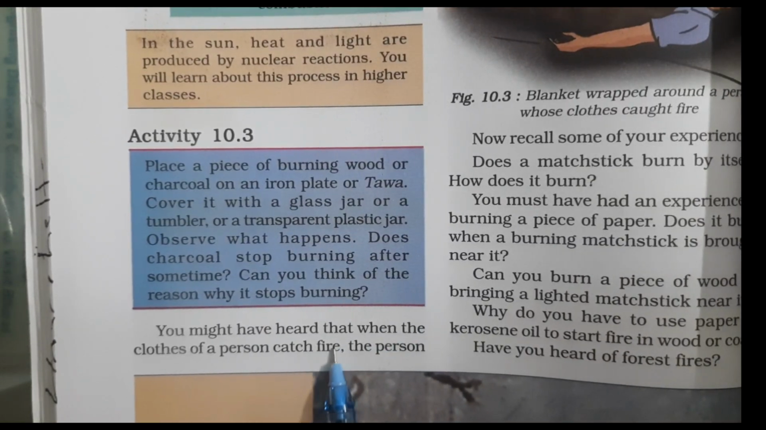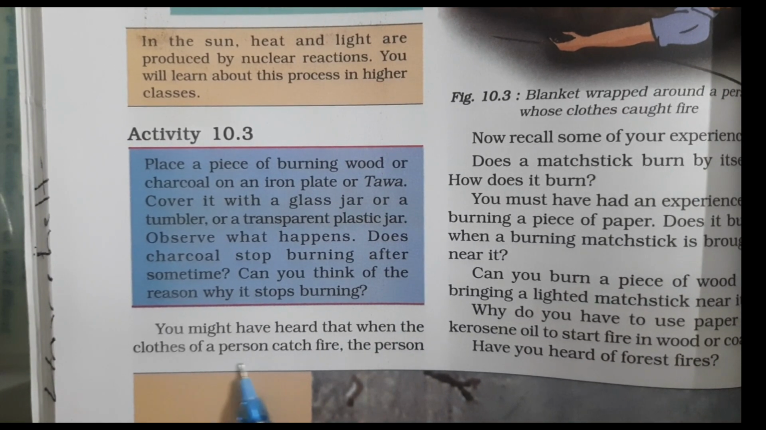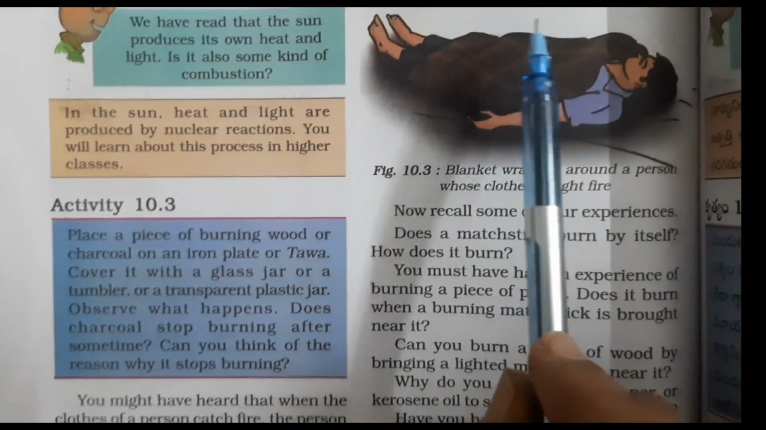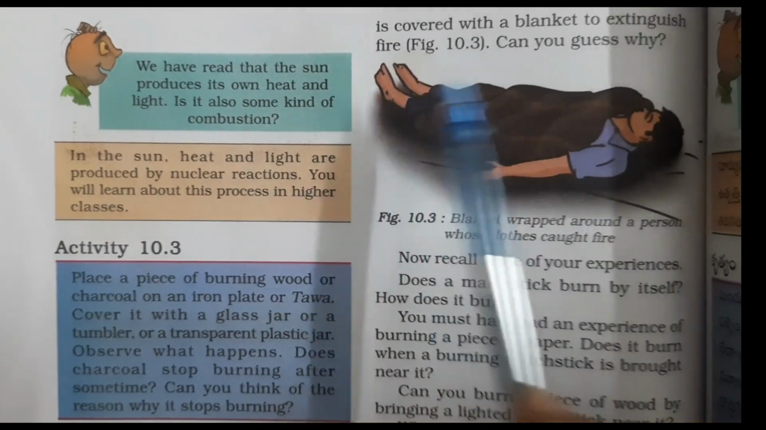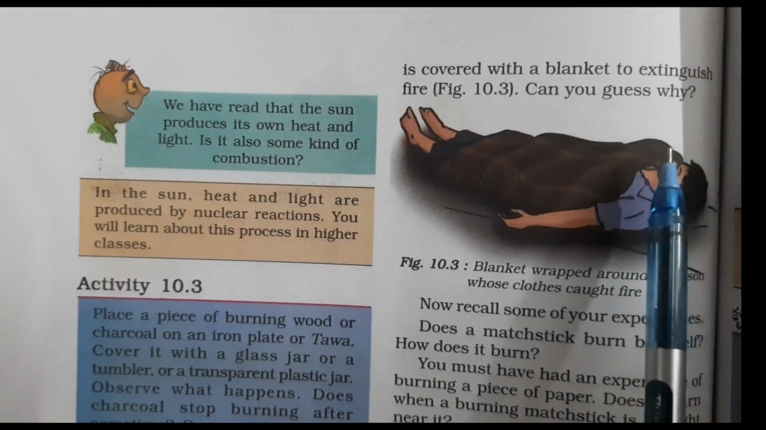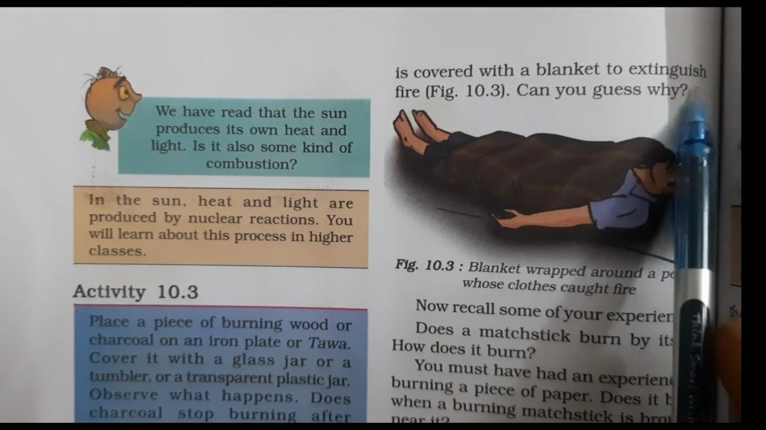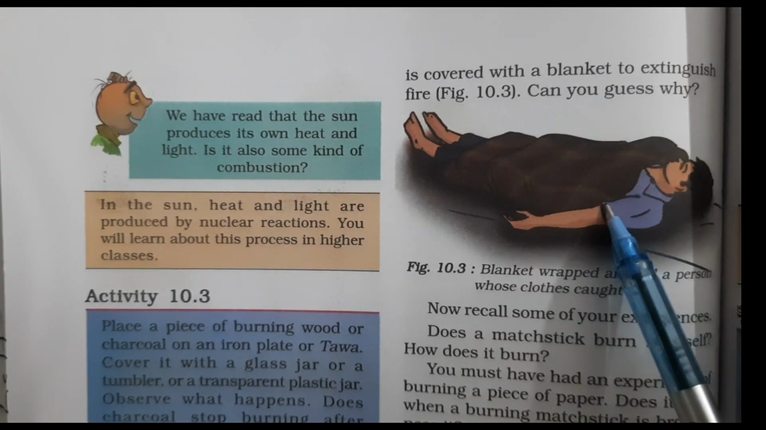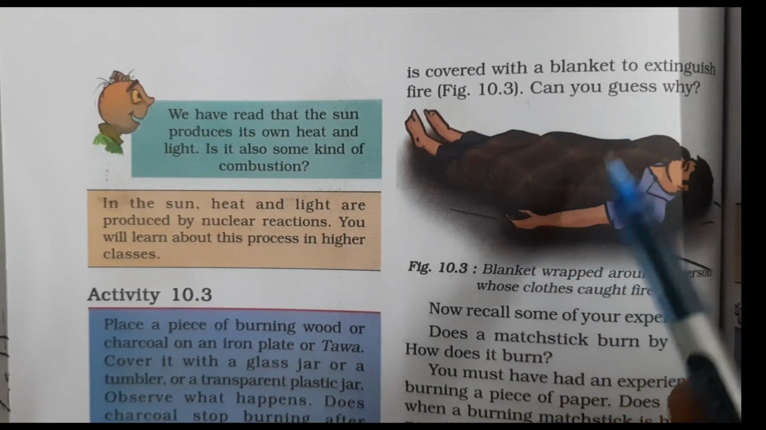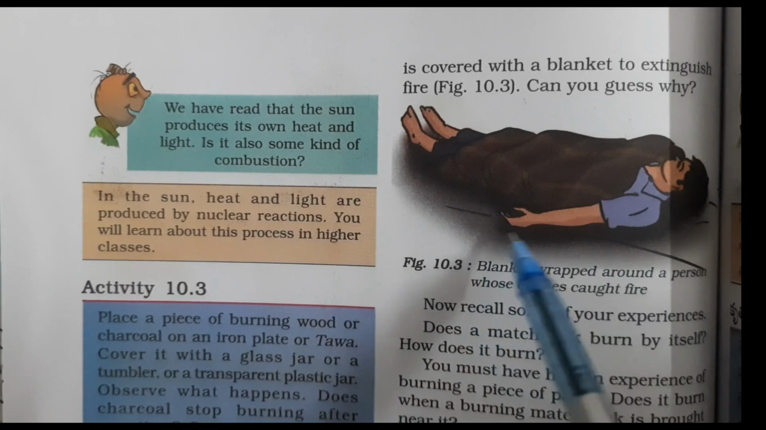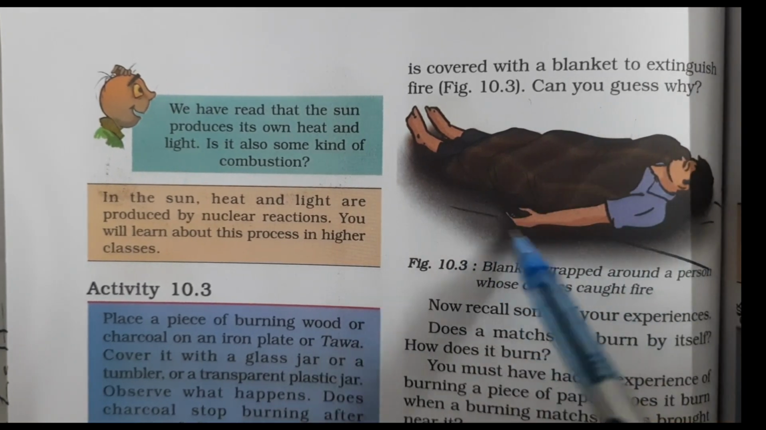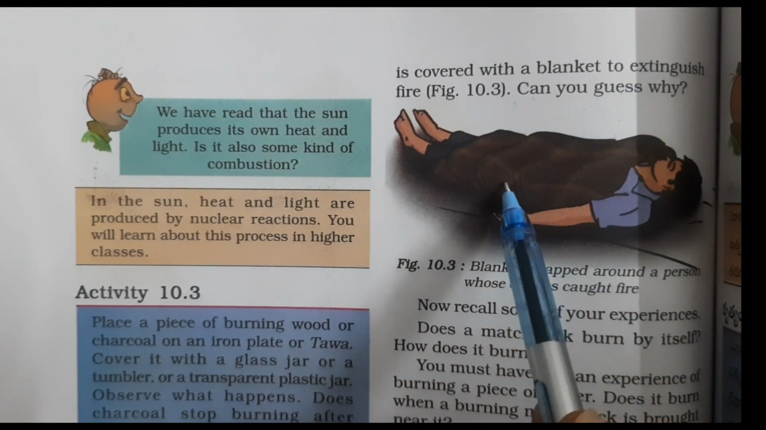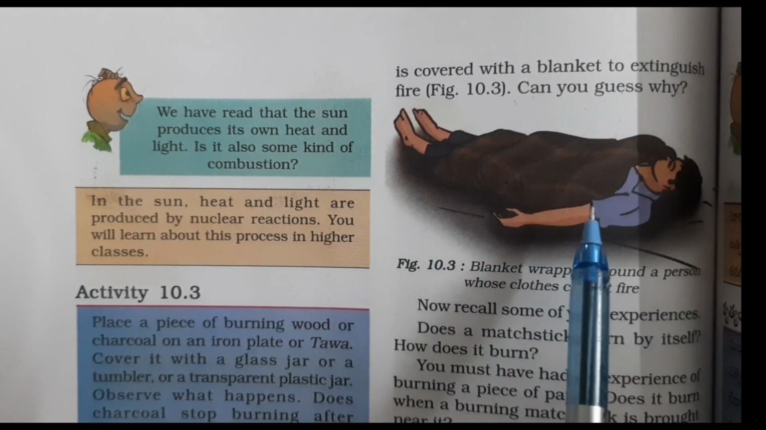Now you might have heard that when the clothes of a person catch fire, the person is covered with a blanket to extinguish the fire. Can you guess why? So here when a person is catching fire, he is covered with a blanket. Why is he covered with a blanket? Because when we cover him with a blanket, the supply of oxygen will stop. Whatever oxygen he is getting is what makes the thing burn much faster. By keeping a blanket, we are hiding that. We are not permitting oxygen to come in contact. So thus the fire can be put off.